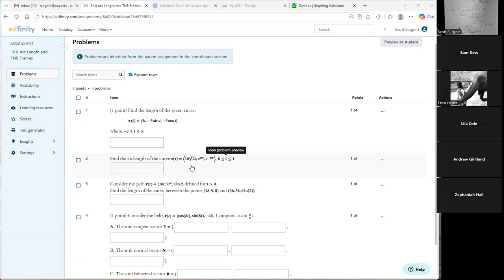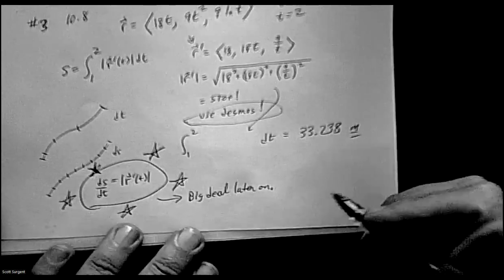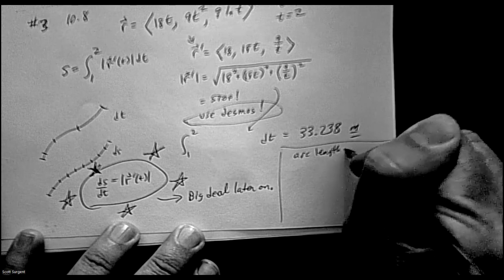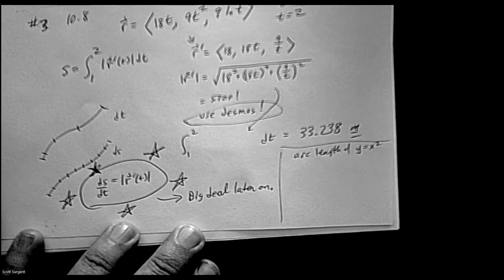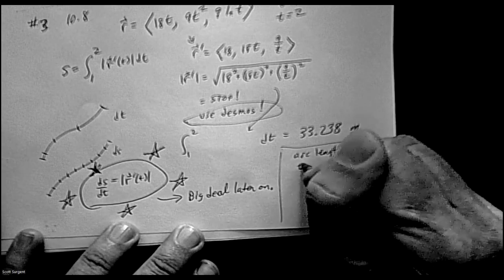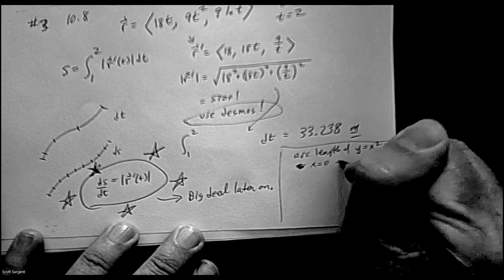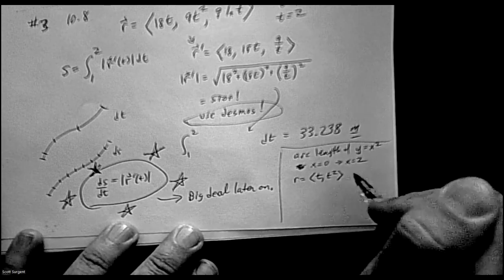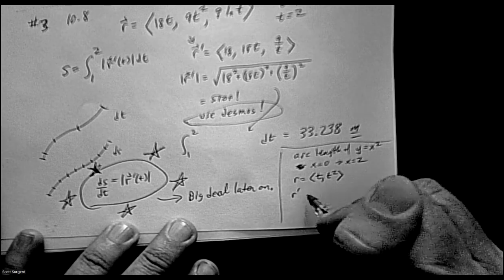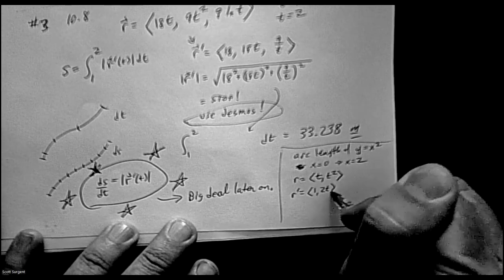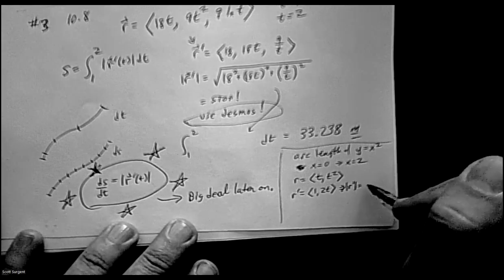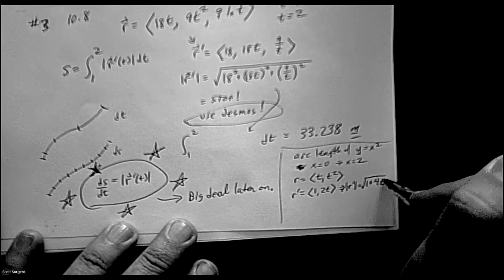Equivalently, what if I just gave you something very basic? What if I just said, same problem, find the arc length of the parabola y equals x squared from x equals 0 to x equals 2. All right, well your function would be t squared when you parameterize it. Your derivative would be 1, 2t, and then when you take the magnitude of that, mag r prime, you get the square root of 1 plus 4t squared.